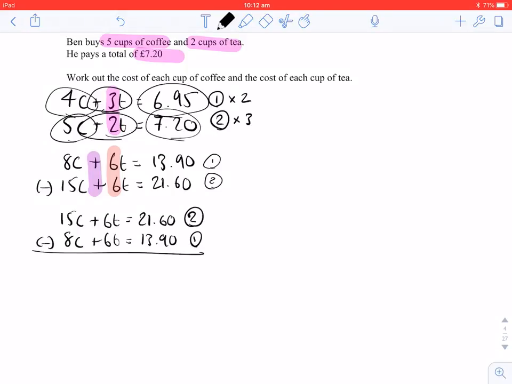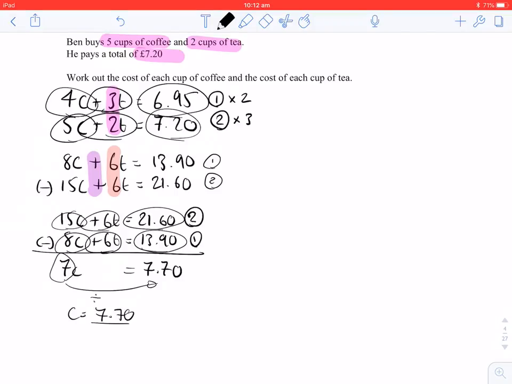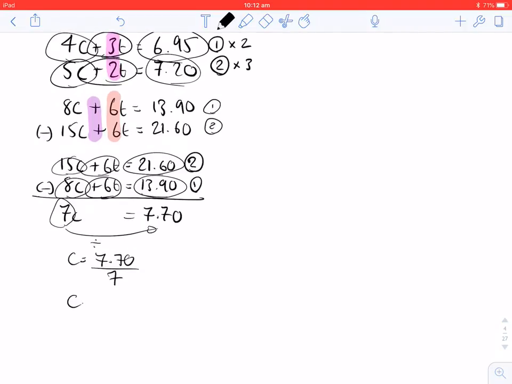So 15c take away 8c is going to give me 7c. 6t take away 6t is nothing. And £21.60 take away £13.90 is going to leave me with £7.70. So now I've got that 7c is equal to £7.70. The opposite of timesing is dividing, so c is going to be £7.70 divided by 7, and this gives me a c value of 1.1. So this means that a coffee will cost £1.10.